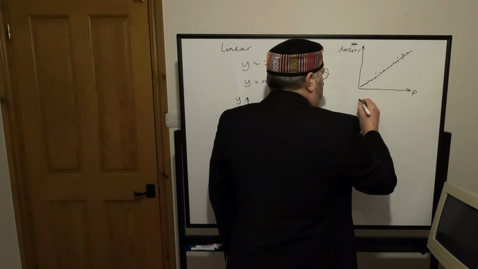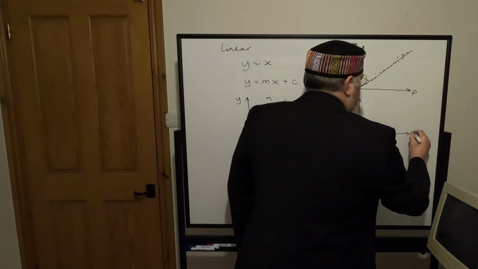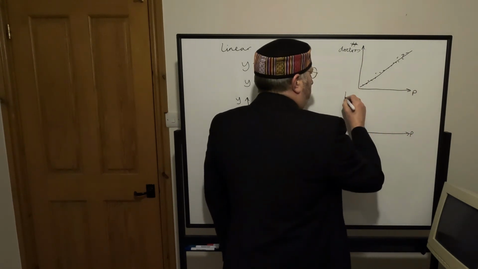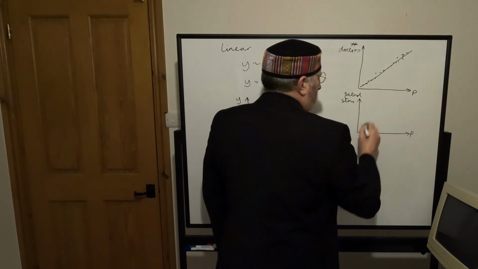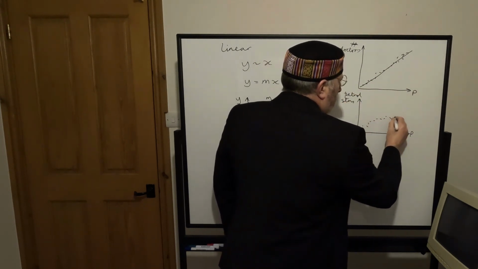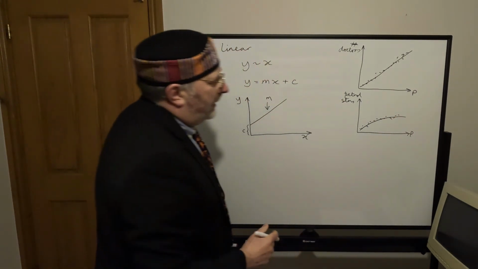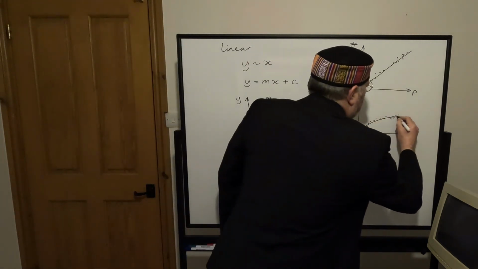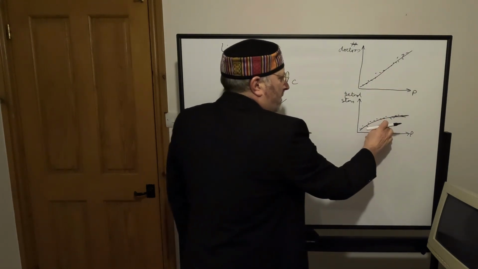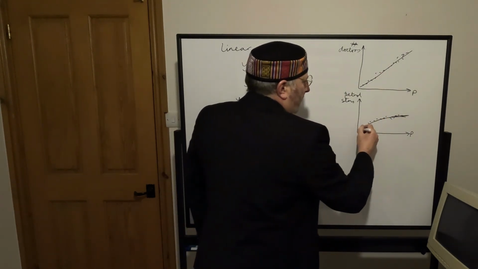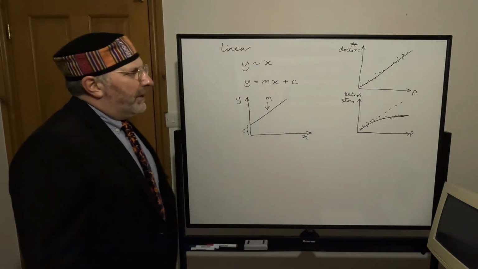But if we look at the petrol stations against the city size, we find something more like that. It bends over. It doesn't go up in a straight line. So this is linear, but this is not linear. We say it's sublinear because the straight line would go there, and it bends below the straight line.